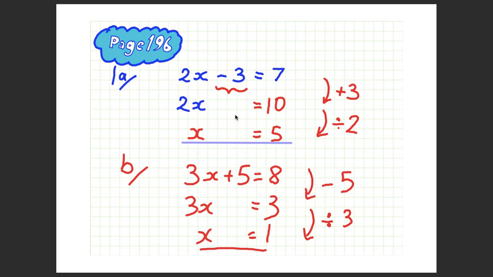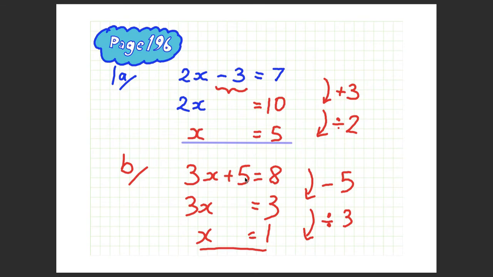And here's some questions and answers from page 186. So 2x minus 3 equals 7. Add 3 to both sides to get the bit with x on its own. Then you get 2x equals 10. But I don't want to know what 2x's are. I just want to know what a single x is. So I divide everything by 2, left and right, to get x equals 5.